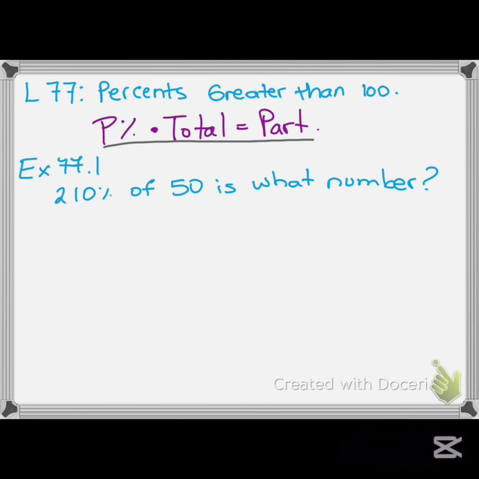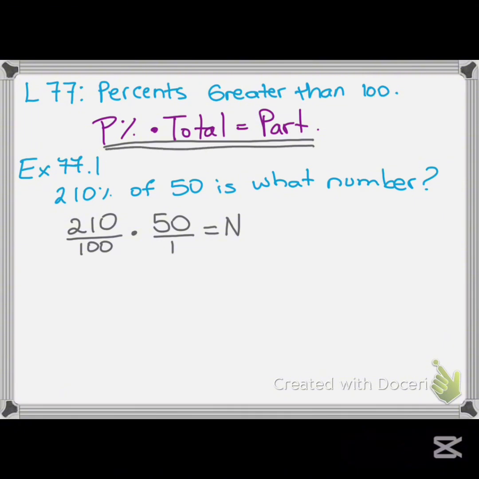So the exercise says 210% of, remember, of means multiplication. So I'll put the 210 over 100 because percent is over 100, times 50. And yes, you can put 50 over 1 or just 50. And then it says is, which we translate as equals, and what number, and I'll just put an N. Notice how it follows this perfectly.